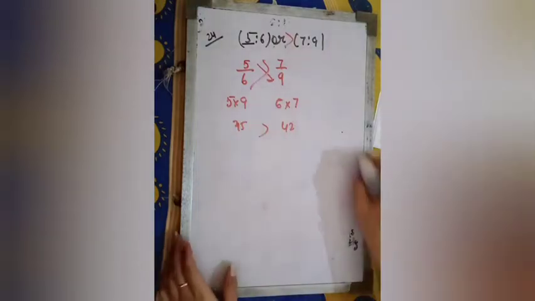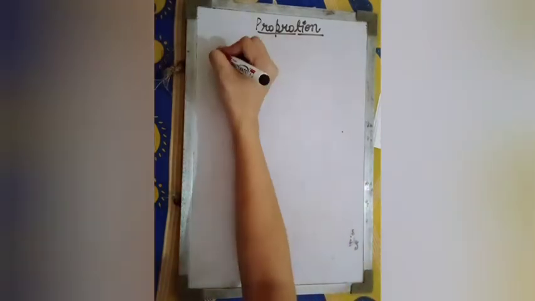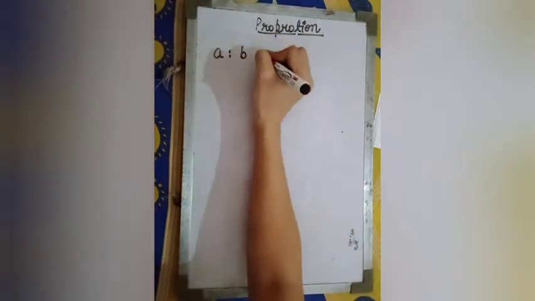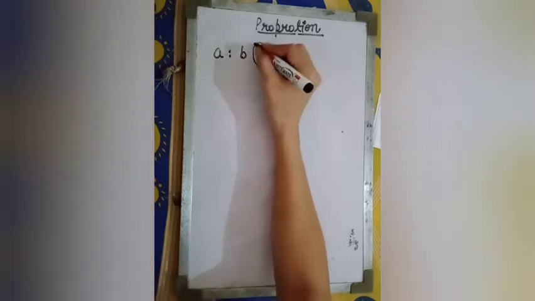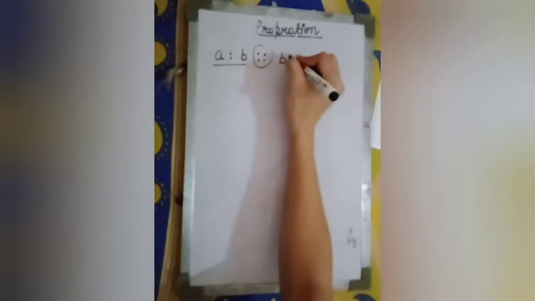Now we will start the next exercise, proportion. Before doing the question, we should know some concepts about proportions. Proportion means two ratios are equal. How do we write proportion? We can write it A is to B, this is the sign of proportion. This is a ratio and this is a ratio.